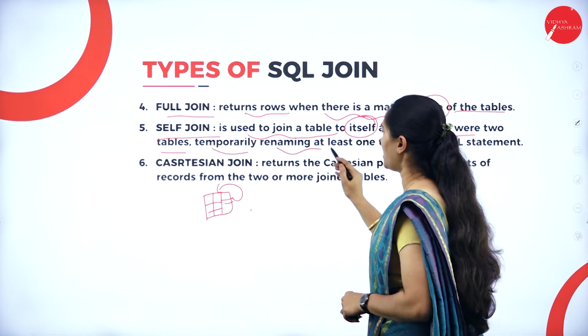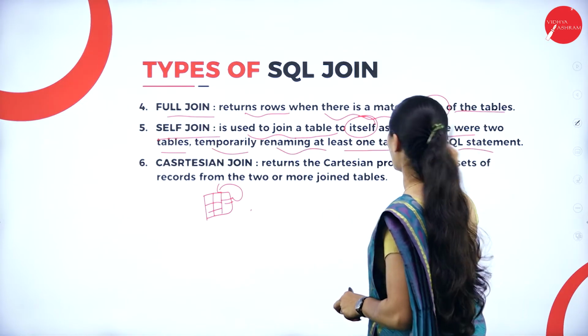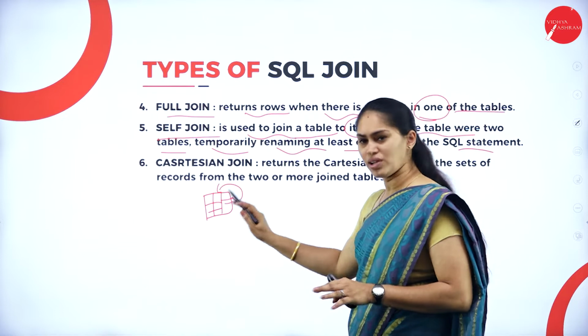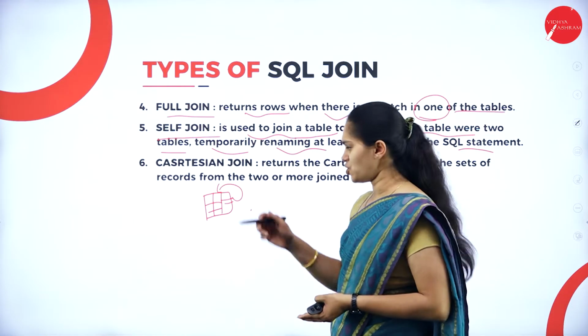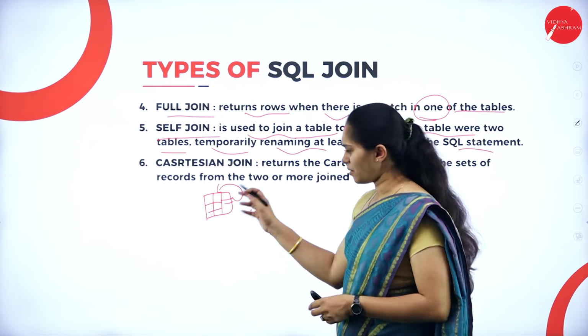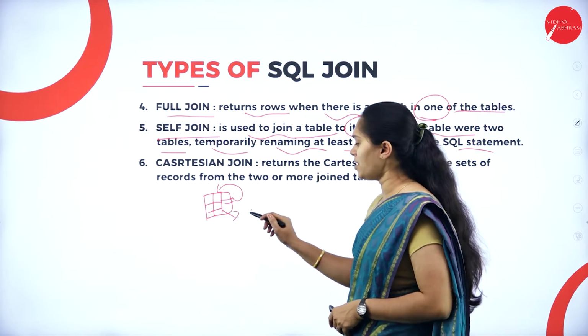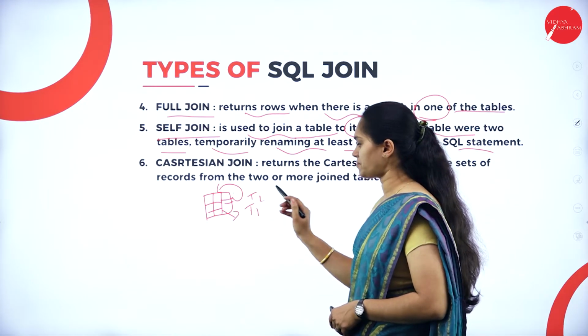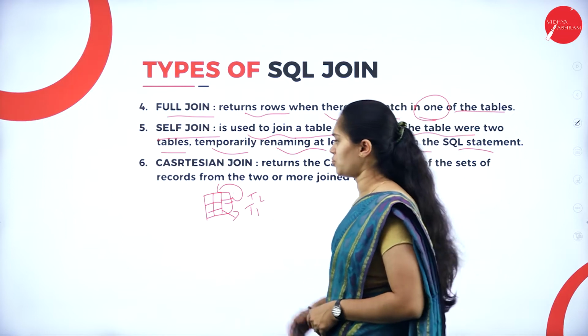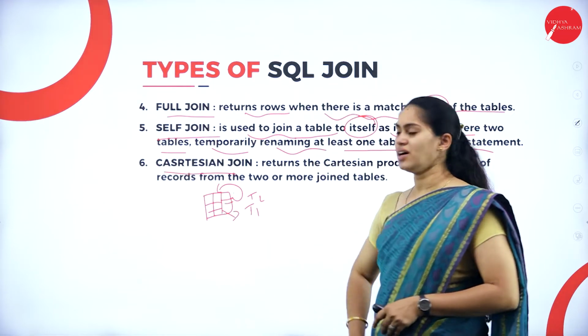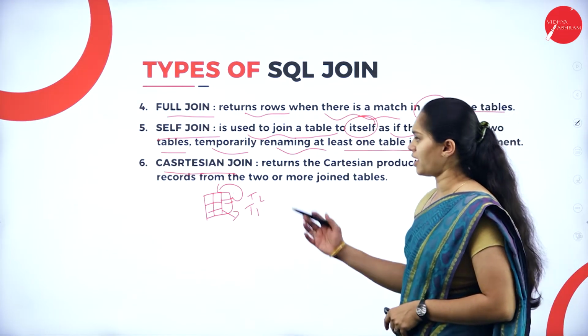So temporarily we can rename at least one table in the SQL statement. When I am performing the join operation on two tables, it will be a replica of the same table itself. Then we can rename either table as table 1 and table 2, that is your wish. And also we have a Cartesian product, or a Cartesian join.